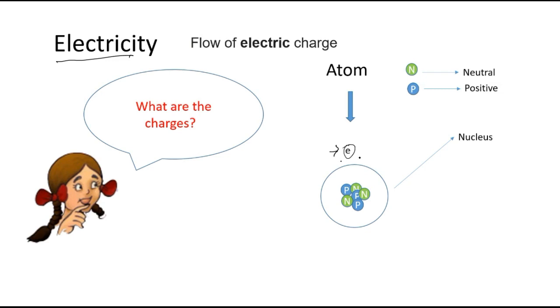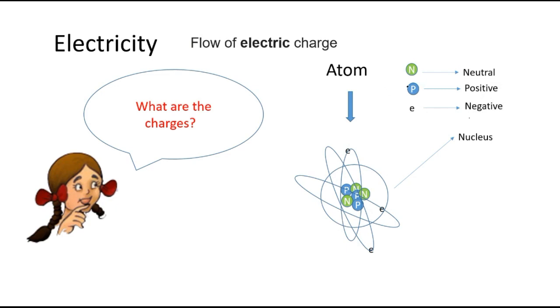Now where are these electrons? Electrons are revolving around the nucleus in their own path. Some electrons are closer to the nucleus, some electrons are far away from the nucleus. And they carry a charge which is negative in nature, right?